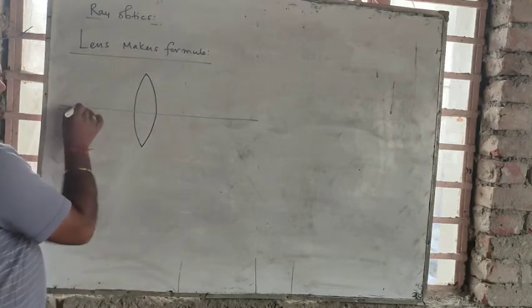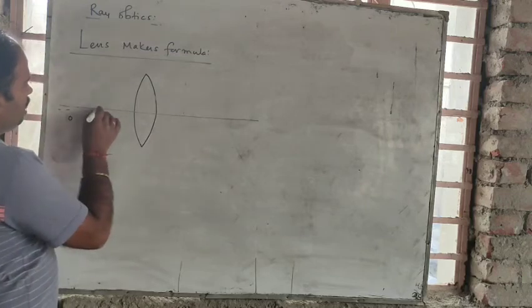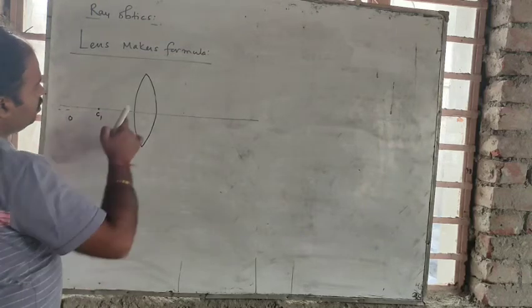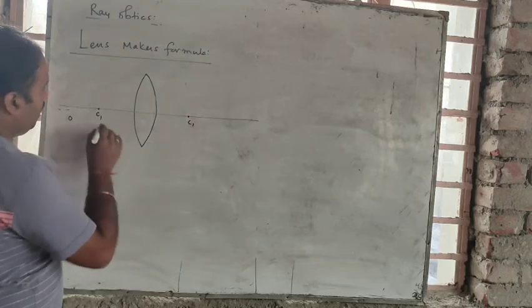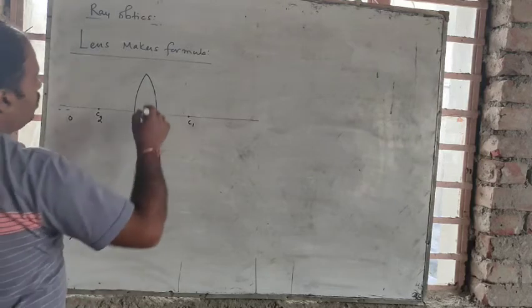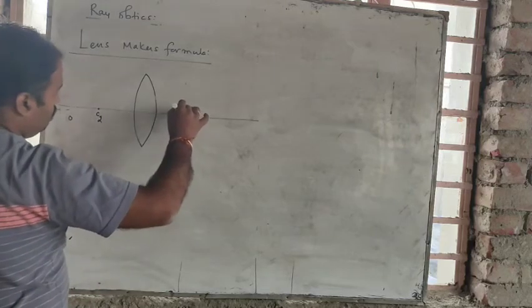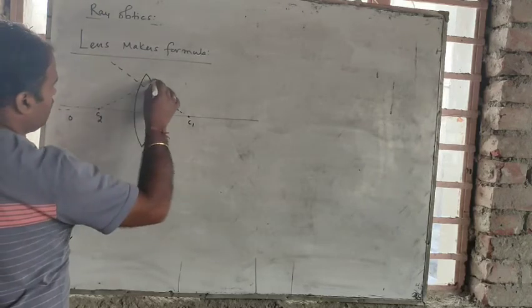So suppose for this surface the center of curvature is C1, and for this surface we take the center of curvature as C2, because it is the second surface. This is the normal drawn on the first surface, and this is the normal drawn on the second surface.